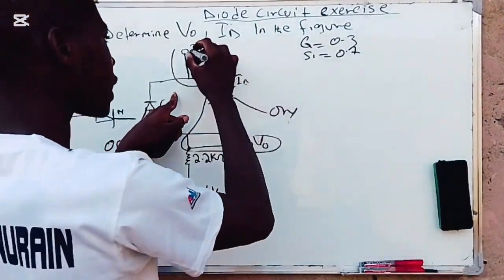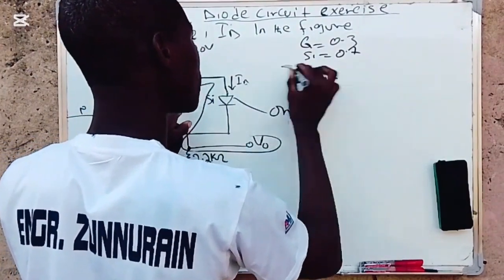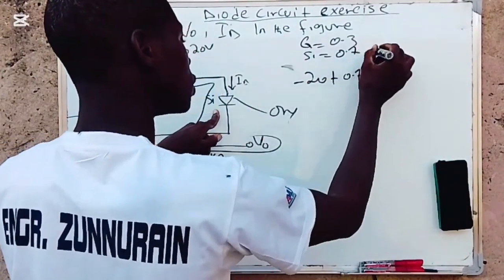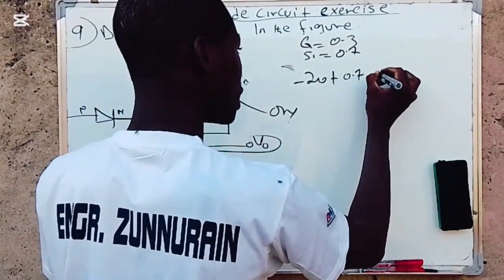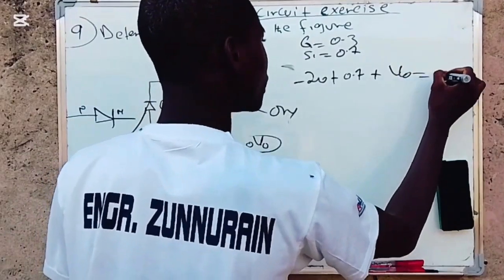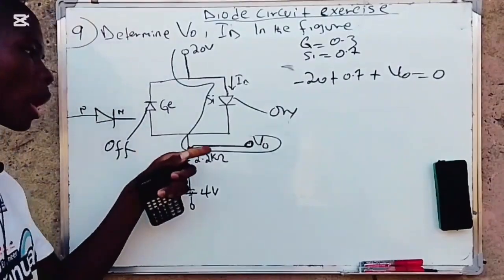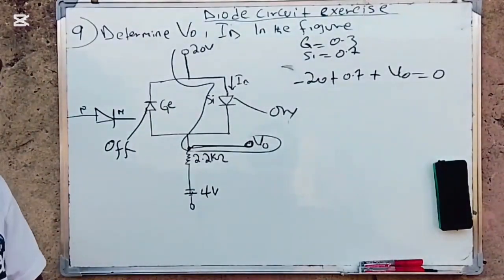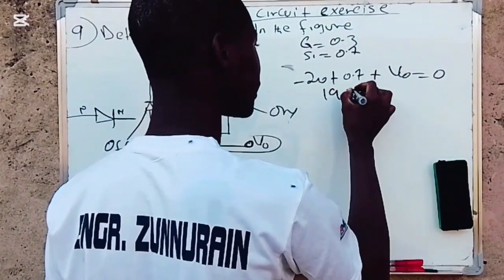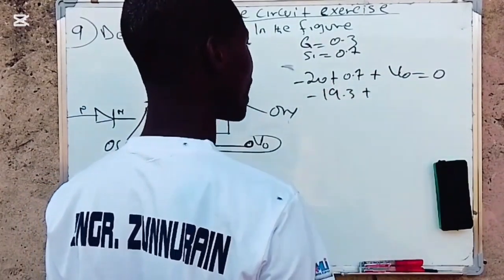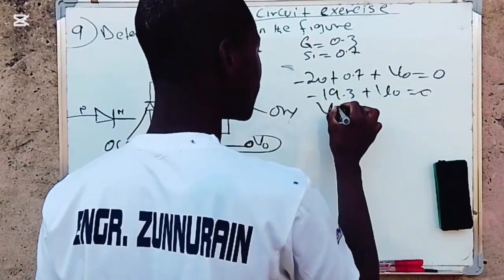So let's first take a look. Let's drop this. It will be negative 20 plus this 0.7, which is the silicon. Therefore, if we come across here, this should now be plus V0, equal to 0, because we have a point here. So we have to stop here. It is showing you that we are going to first find the V0. So this minus it will give me negative 19.3, and therefore V0 equals 0.